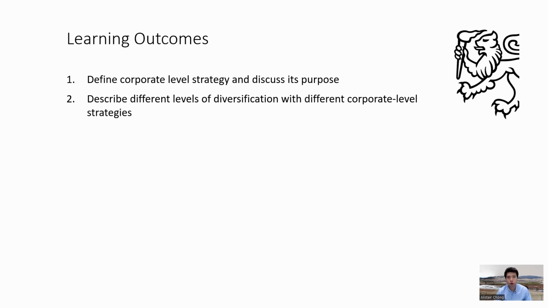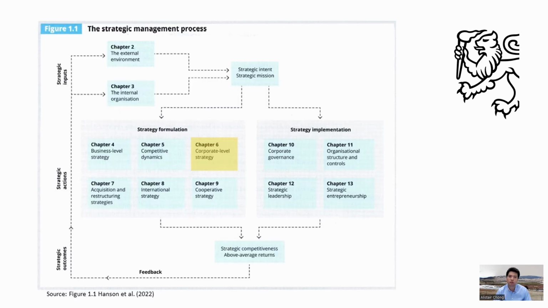So we're going to do two things. The first being defining corporate level strategies and discussing its purpose. And then we're going to describe some of the different levels of diversification with different corporate level strategies. So we're here looking at chapter 6, and you can see how we're working through the strategic management process.